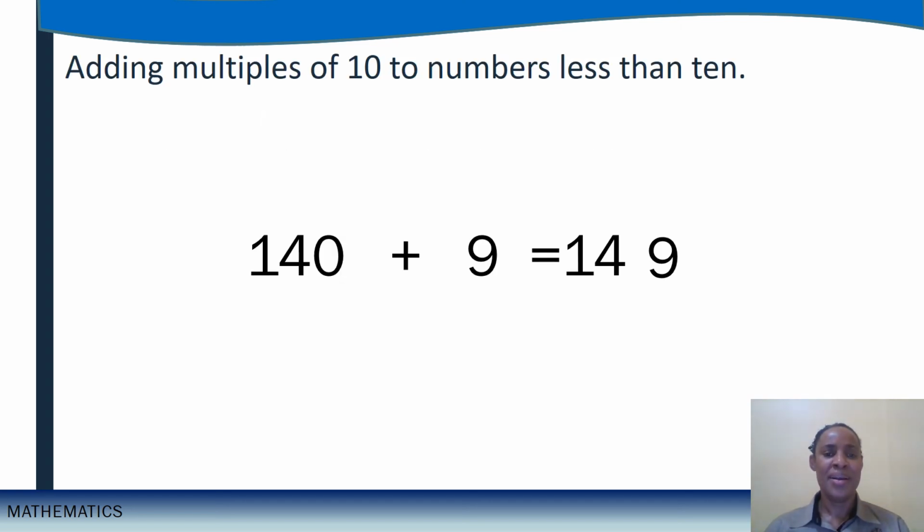Also, when we add multiples of 10 to numbers less than 10, the digit in the ones place in the answer is the same as the number of ones being added. And the digits in the tens and hundreds place in the answer are the same as the digits in the hundreds and tens place in the multiple of 10 being added.